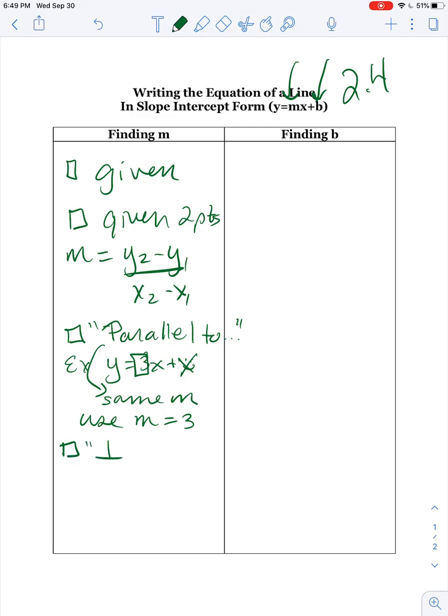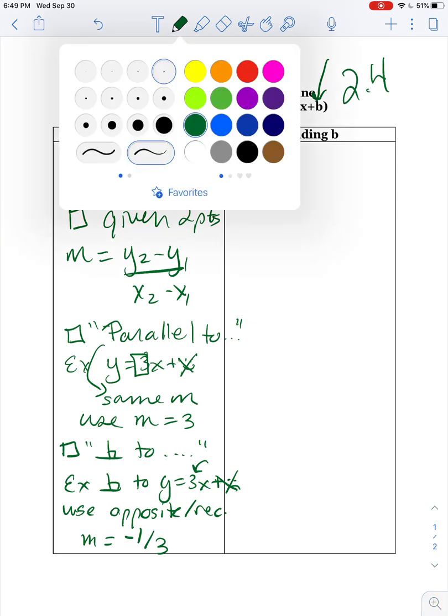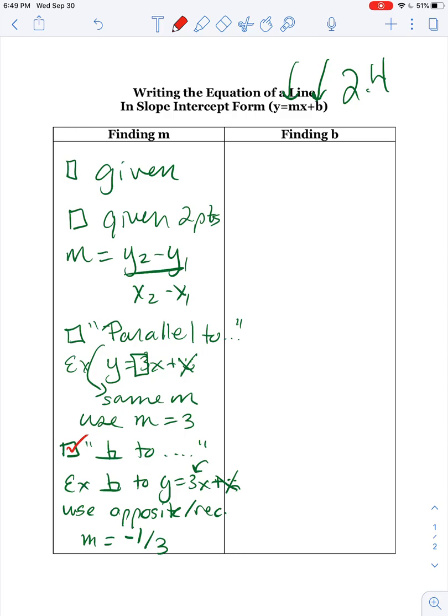The fourth way is it might say that it's perpendicular to something. In the same way, if I use that example and it said it's perpendicular to y = 3x + frowny face, I don't care about the frowny face. I only care about this, but I'm going to use the opposite reciprocal. So I'm going to use m = -1/3. So when I'm looking at my problem, I'm always trying to decide, are they telling me the slope in this way, this way, this way, or this way?